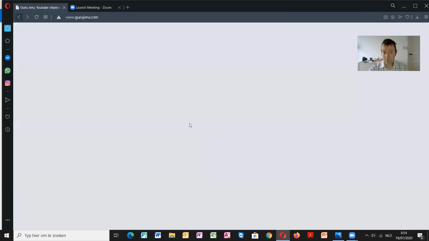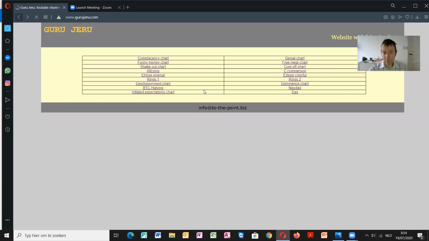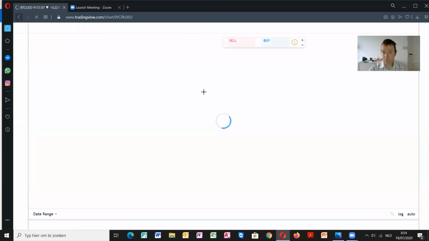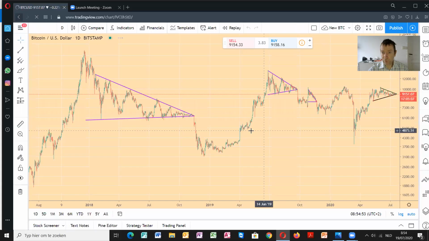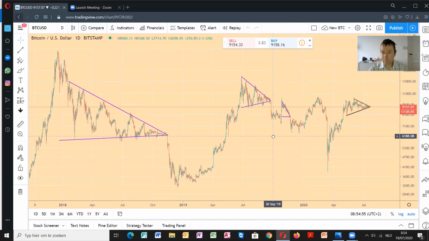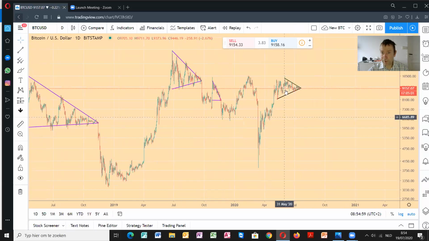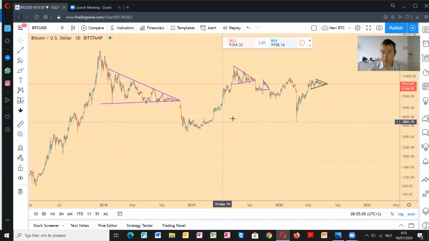And this chart shows also the price of Bitcoin, but this is the daily chart. And here we have the same triangle pattern. And in the past, we also had triangle patterns like here and here and here.